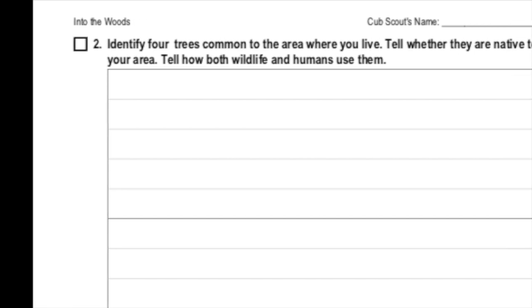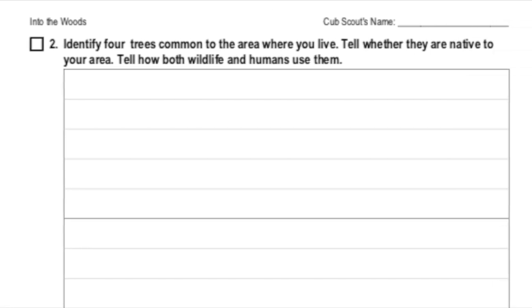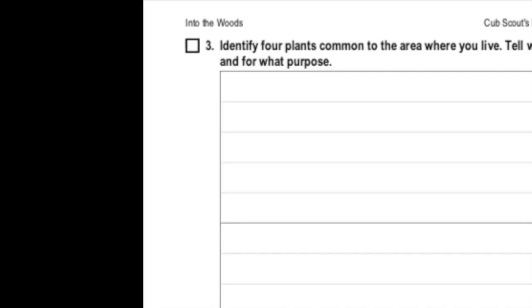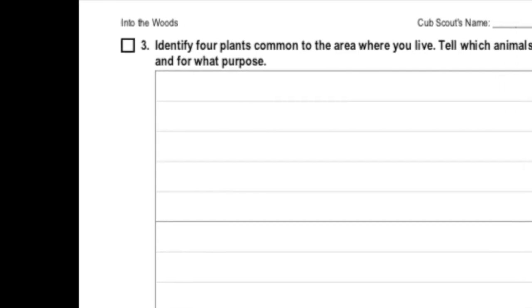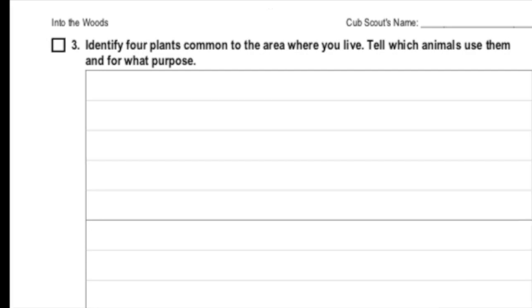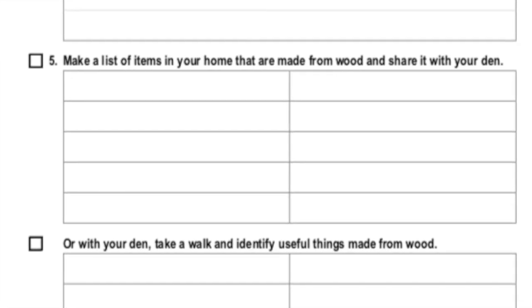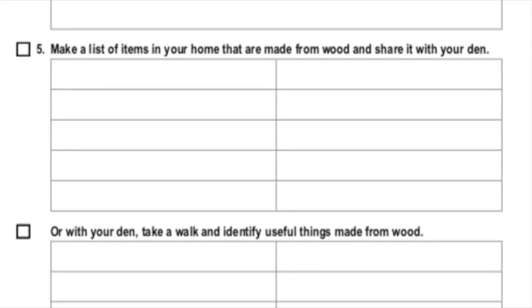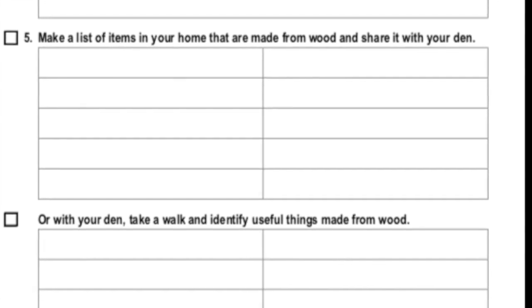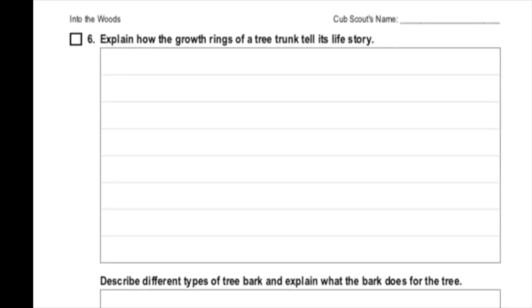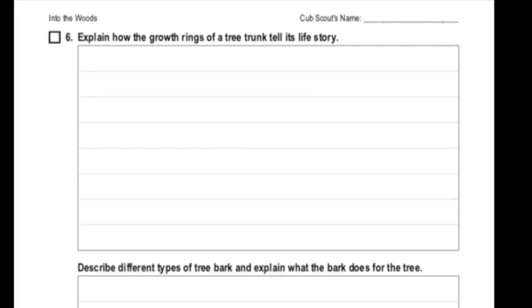Requirement 2 tells us to identify 4 common trees and whether they are native to our area and how wildlife and animals use them. We will do the same thing for option 3, but identify 4 plants and what purpose animals use them. While we are identifying trees and plants, we can also make a list of things we see made of wood and how they are used for option 5. Or option 6, study the rings of a tree trunk and different barks of trees and what it does for a tree.